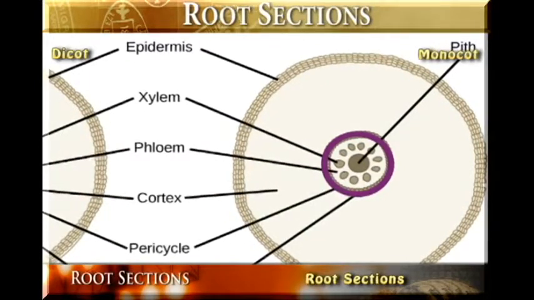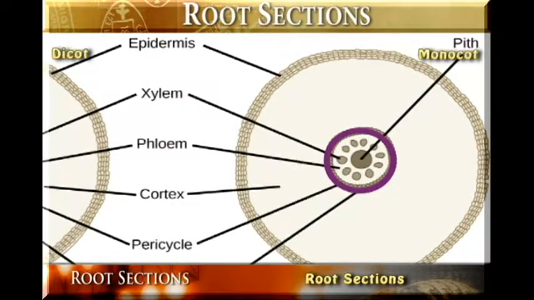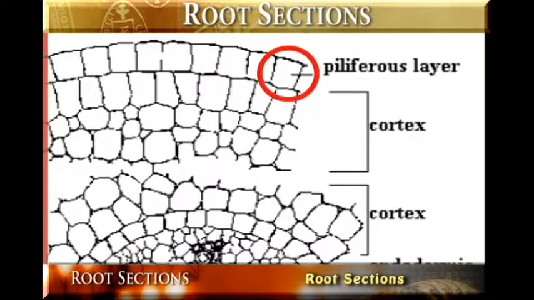We have the xylem. Then they are enclosed in the pericycle, and outside we have the cortex, and outside we have the epidermis. Now we have the different layers that we want to look at. We have the peripherous layer.